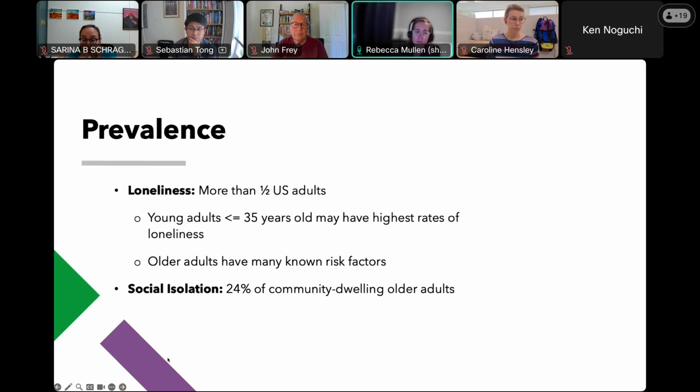So in thinking about the prevalence of loneliness versus social isolation, it's somewhat difficult to give you an exact concrete number, particularly for loneliness, because there's an immense amount of measurement tools that are used in studies. So it really depends on which study you're referencing, which tool they've used, which population they've surveyed, etc.